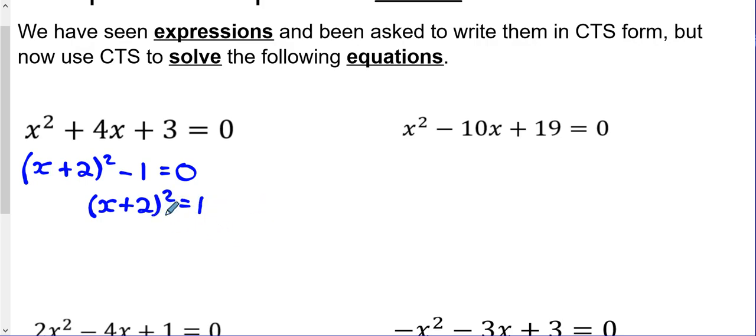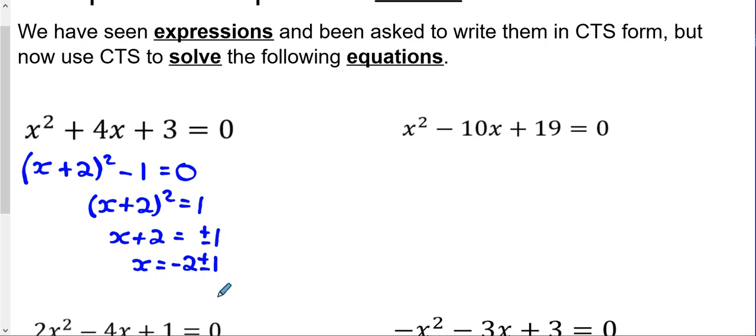Add 1 to both sides. Next step is to square root. Now, when we square root 1, we don't just get 1. Remember, when you square root anything, you will get a positive and a negative answer. And we write that by doing a plus and a minus. So when you square root 1, you get plus or minus 1. Then we subtract 2. And we normally write that bit first. We've got this plus and minus thing just so that we can see that it's only the 1 that's got the plus and minus on it. There's nothing after it that has a plus and minus on it.